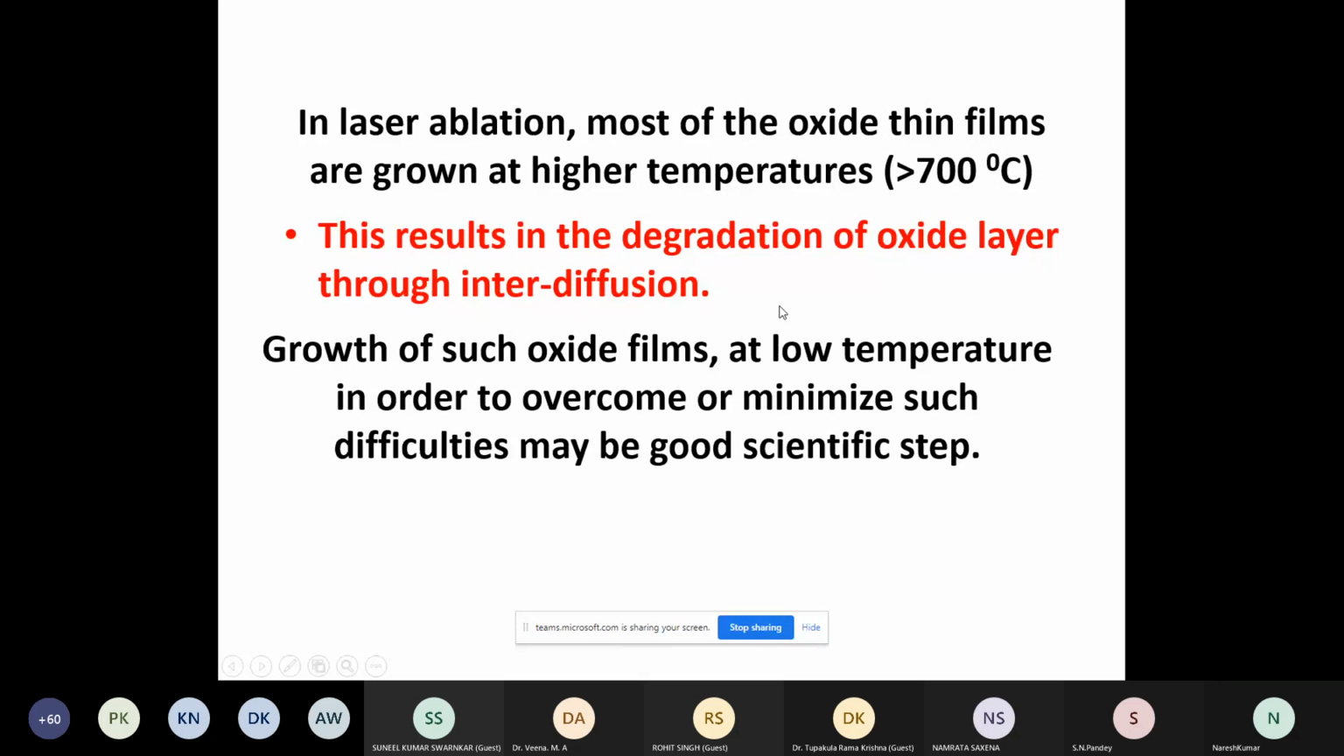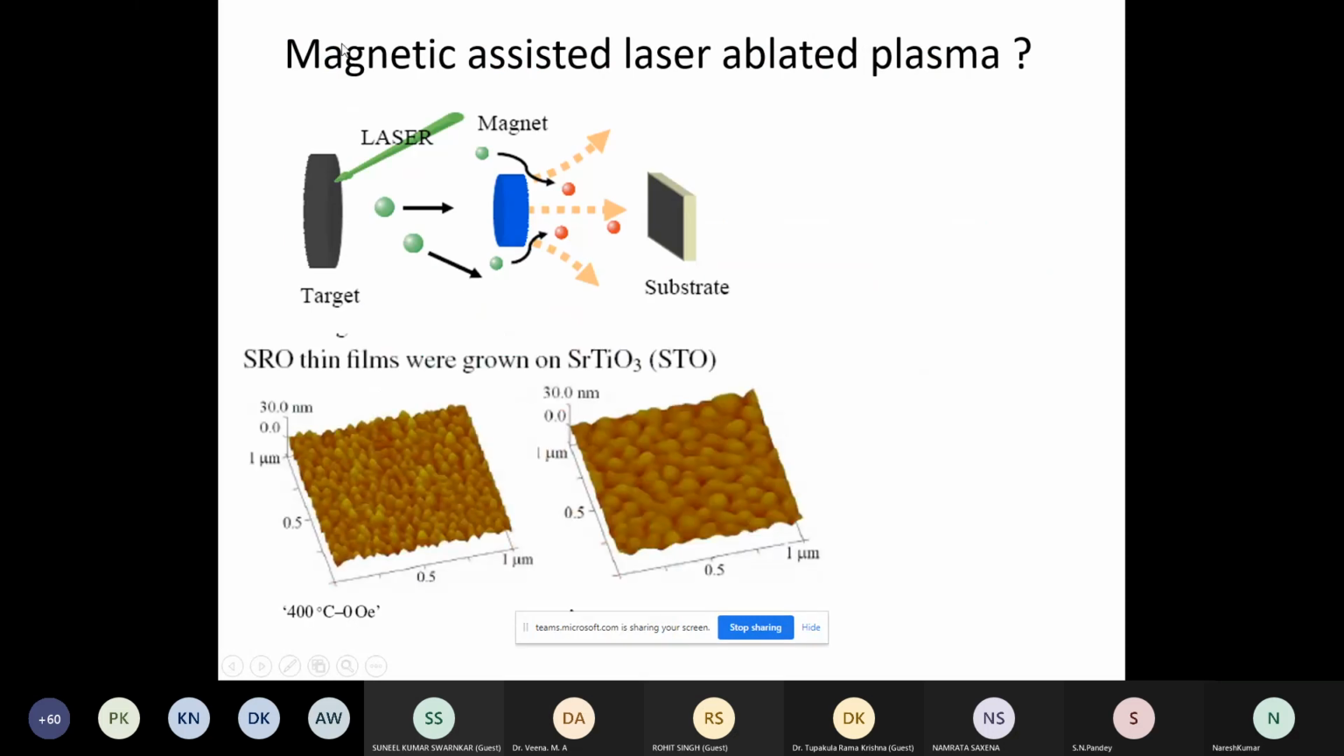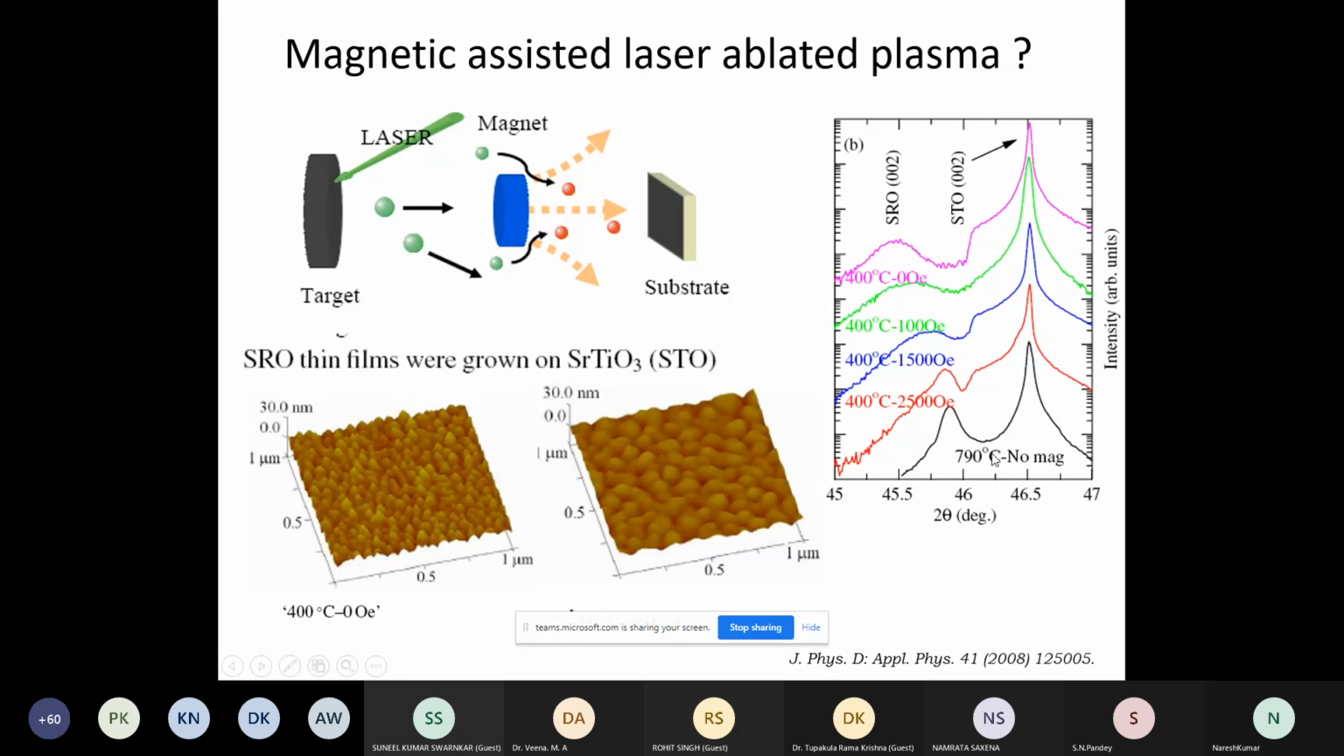For that, we did an experiment. We used a kind of permanent magnet between target and substrate. This we called magnetic assisted laser ablation. Here we have grown strontium ruthenium oxide films on STO. By applying or varying the magnetic field, the growth temperature, which was 800, was reduced to 400 degrees centigrade, and the crystal structure of the film was very good.